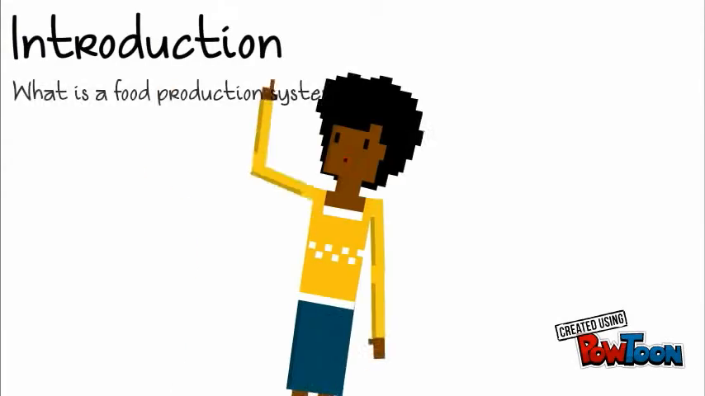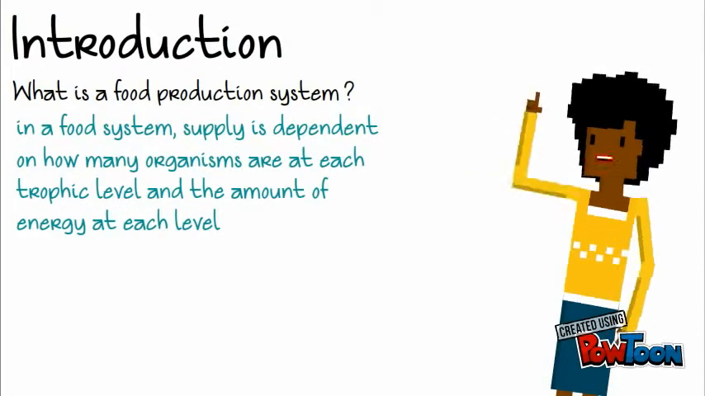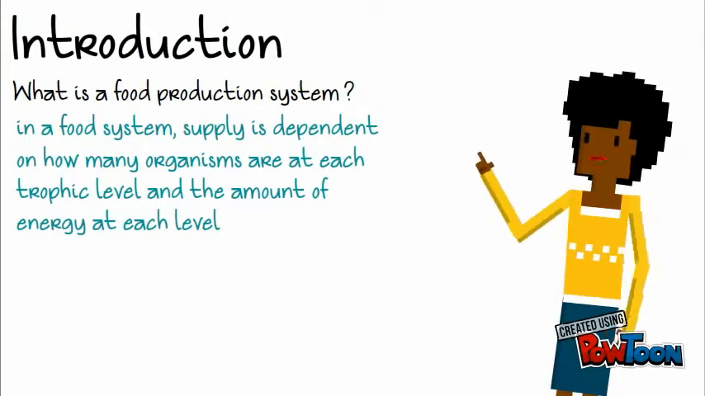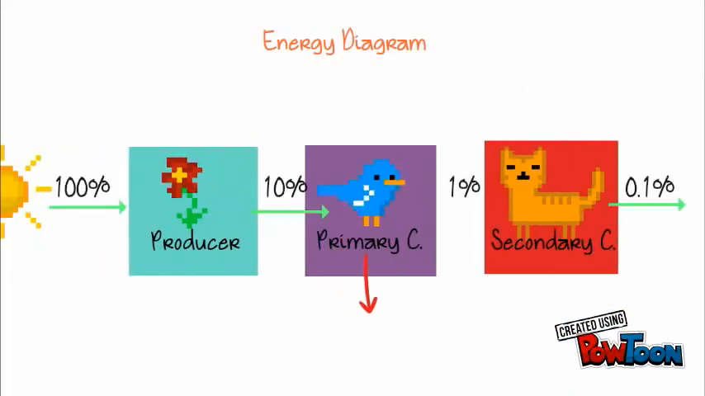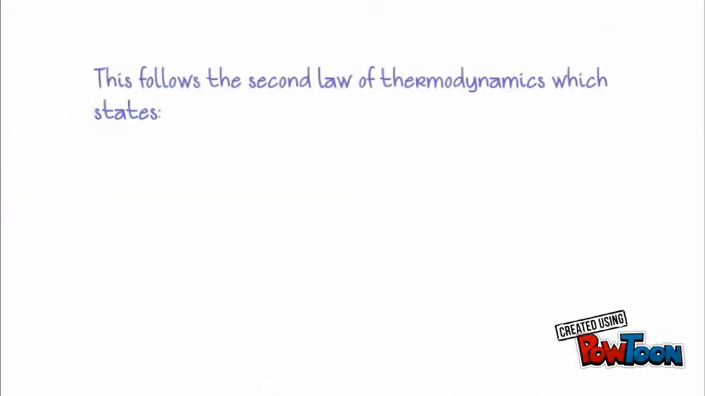To begin our lesson, we must first know what a food production system is. In a food production system, supply is dependent on how many organisms are at each trophic level and the amount of energy at each level. In this diagram, you can see where energy is passed through each trophic level and also lost at each trophic level as well. The loss usually comes from respiration and waste production at each level.